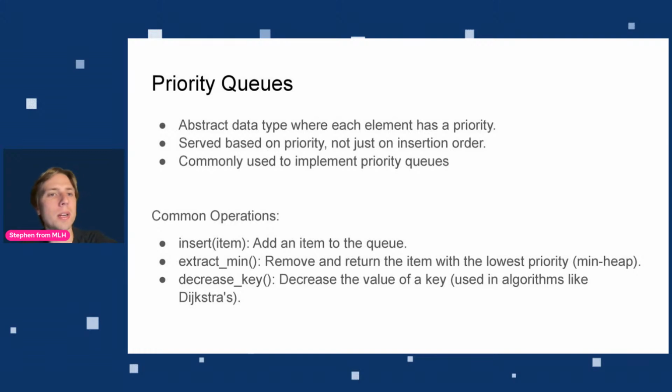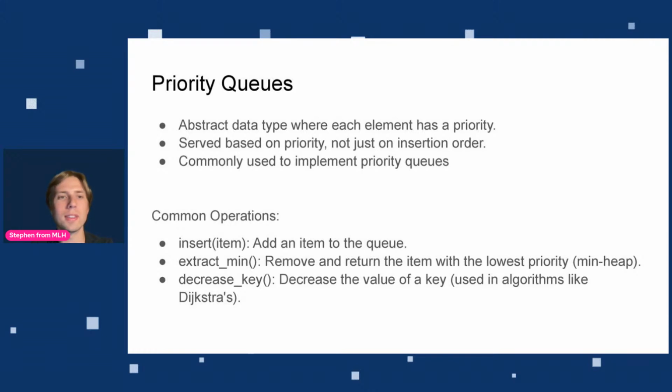And there are some common operations that we can look at, like insert, which adds an item to the queue. There's also extract min, which will remove and return the item with the lowest priority. So we'll usually use min heap for that. And then decrease key is where you decrease the value of a key. And that's used in algorithms like Dijkstra's algorithm. I don't know if any of you have ever looked at that one, but that's a really cool algorithm for, it's like a traveling salesman algorithm.